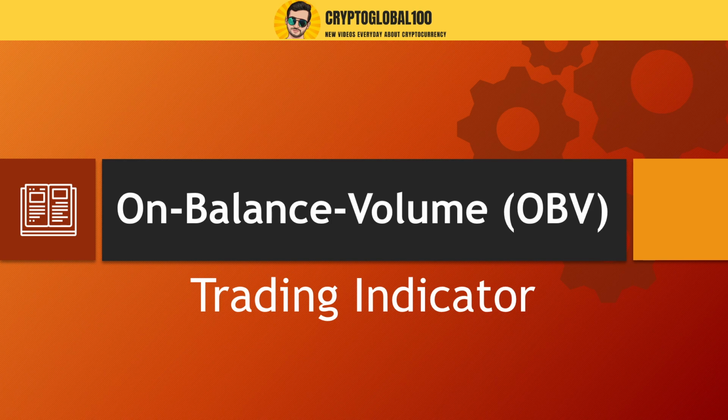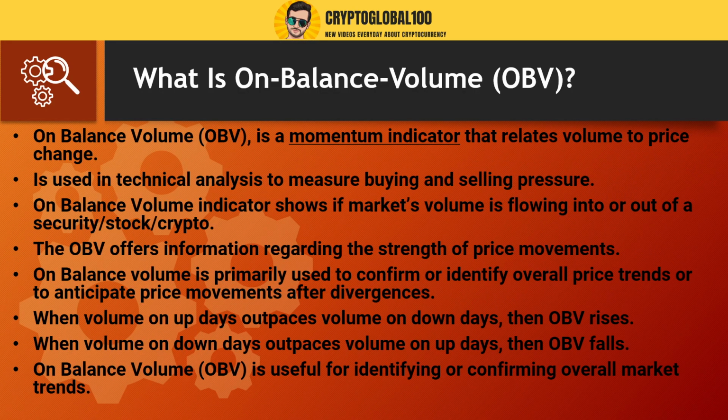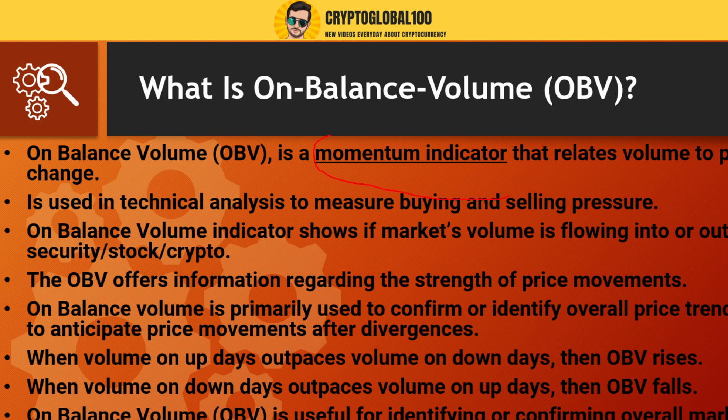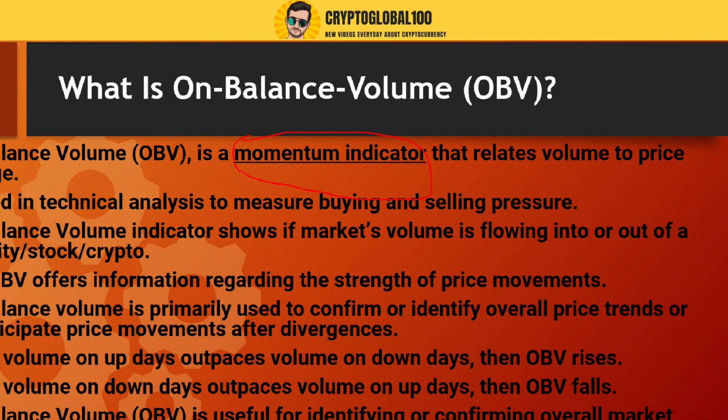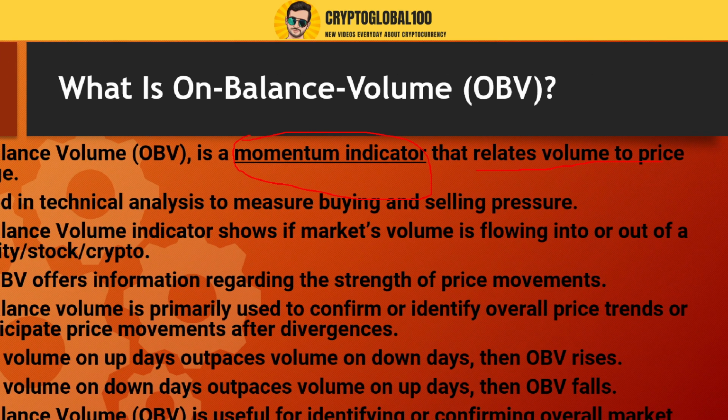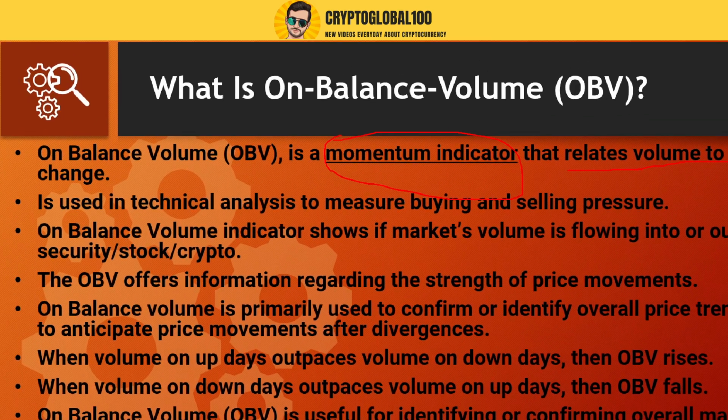This is the on balance volume, OBV, trading indicator. Now let's try to understand what is OBV. OBV is basically a momentum indicator. It tells you the momentum of the market. Is it going up or down? Are the candles making large sizes or small sizes? It is a momentum indicator that relates volume to price. I know most traders don't use the volume, but volume is the key indicator. It's a key analysis for the perfect predictions of the coins.